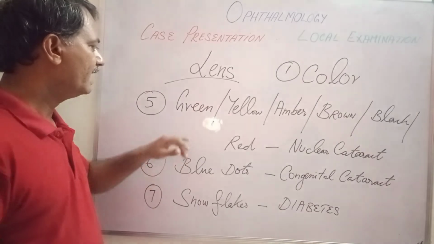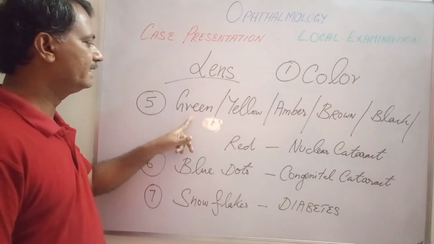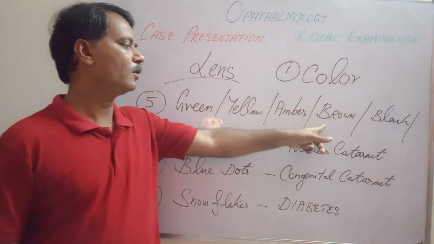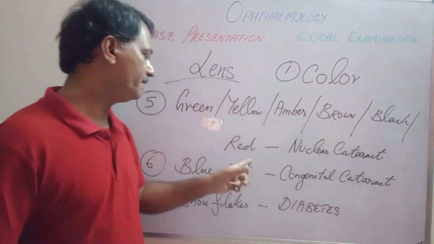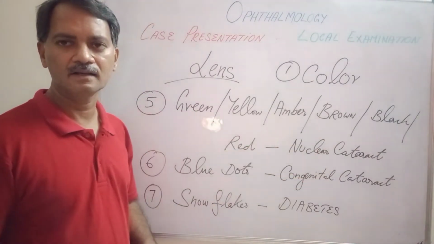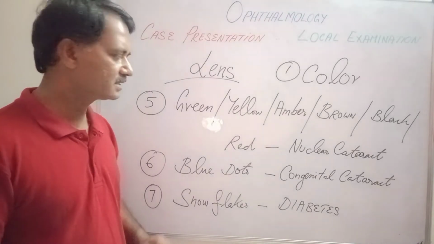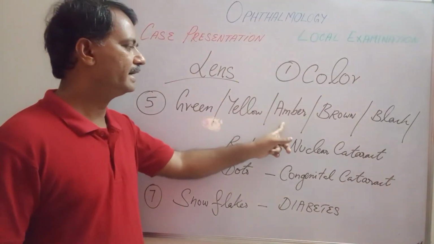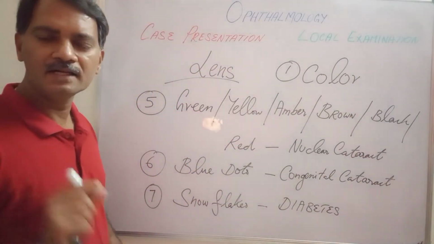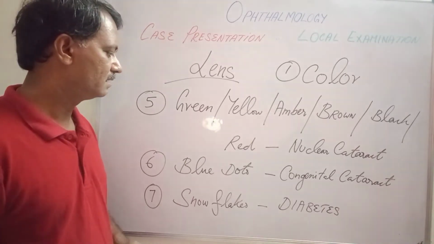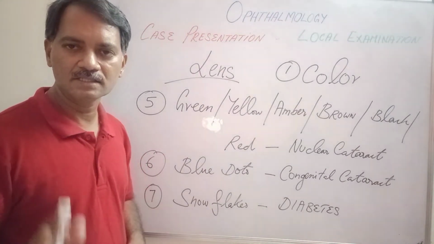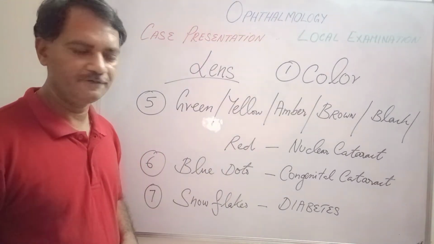If the lens appears to be green in color or yellow in color, amber in color, or brown in color or black in color, or it may be red in color, this is a diagnosis of nuclear cataract. Nuclear cataract has 5 grades: grade 1, grade 2, grade 3, grade 4, grade 5. Next is appearance of blue dots in the lens. This is classical of congenital blue dot cataract, occurs in children. It is there for the lifetime.